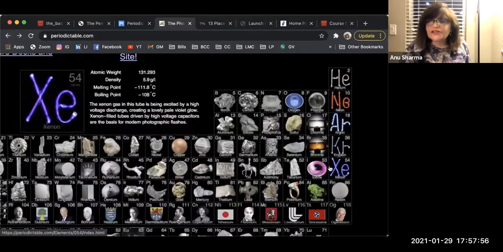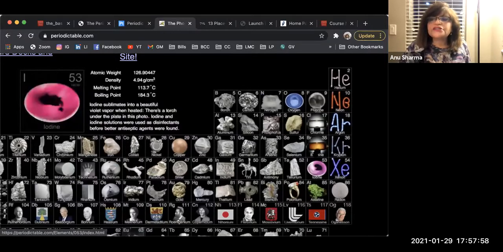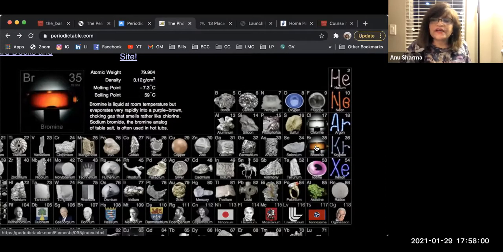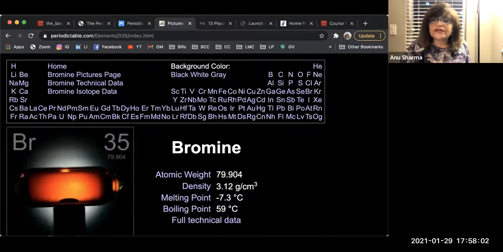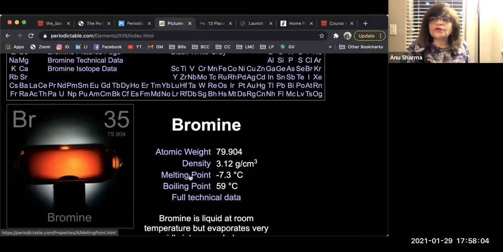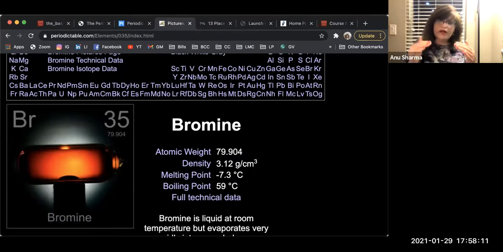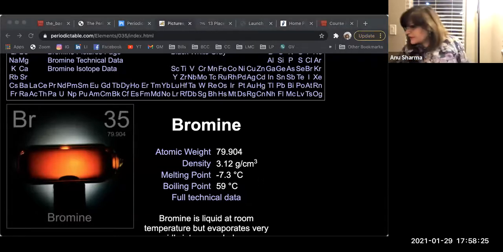So applications. Now let's look at, there are only two elements that are liquids. So here is bromine, now very toxic, okay, but if you look at the melting point, negative 7.3. So this means that below zero it has a melting point. So that means at room temperature, which is 25 degrees Celsius, this is going to be vaporizing. It exists as a liquid state, but at the same time, it is always vaporizing.